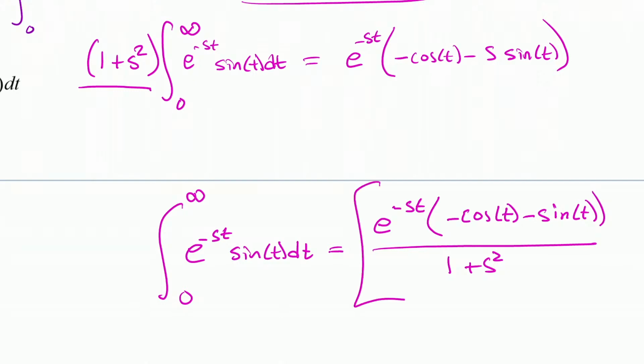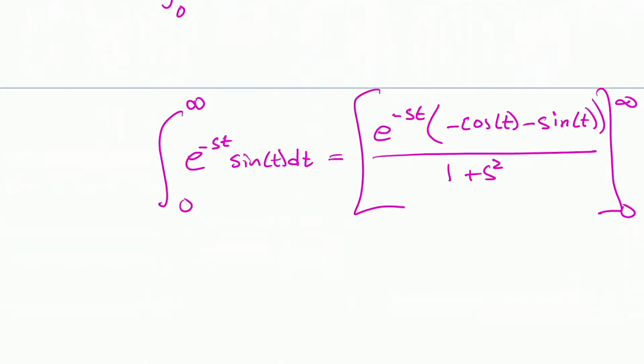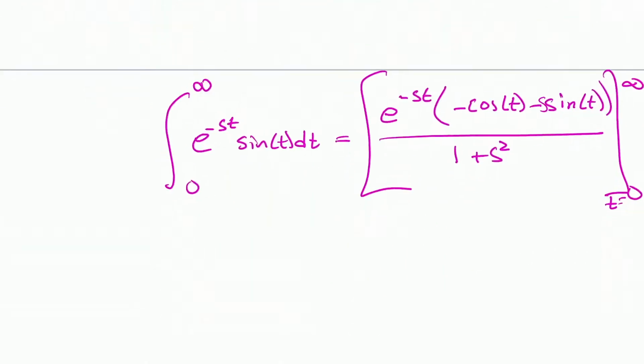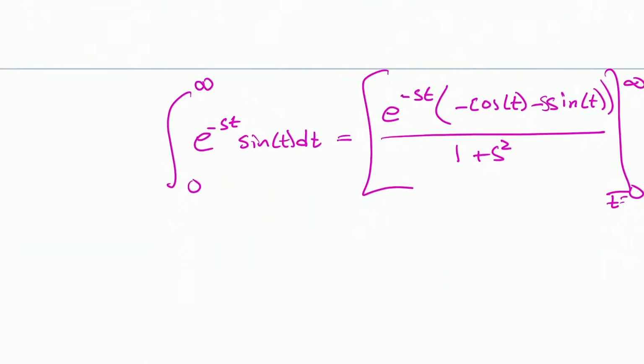So let's actually evaluate this from 0 to infinity, and then we'll be all set. Remember, these are values for t. T goes from 0 to infinity. At the upper limit, infinity, I think you can guess what's going to happen. The cosine and sine are always between negative 1 and 1. There should be an s somewhere, shouldn't there? There it is, right before the sine, s times sine. So the sine and cosine are all between negative 1 and 1.